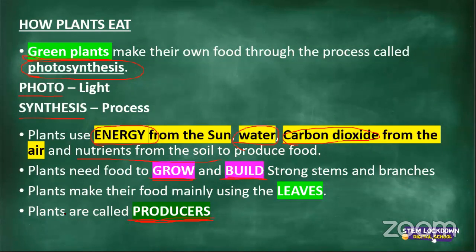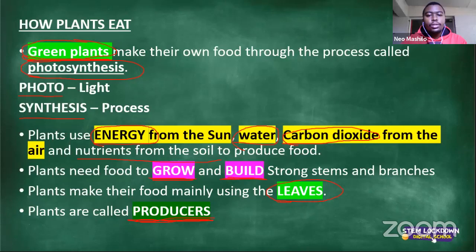And next, plants make their own food mainly in the leaves. So the leaves are the main place where plants make their own food. And why the leaves? Because the leaves are the green parts of the plant. And remember, we said photosynthesis takes place in the parts that are green. So that's why we need to have photosynthesis, because the plant needs to make its own food. And for that to happen, it needs all the green parts of the plant.